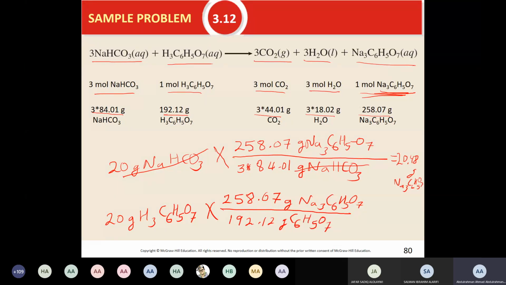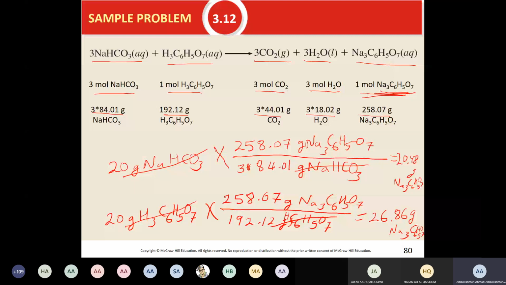This unit will go with this unit, and then you have the answer. I need the answer. Give me the answer. 26.86. Who got the same answer? I got the same answer. Good.